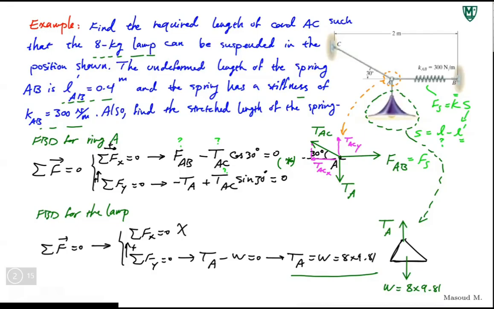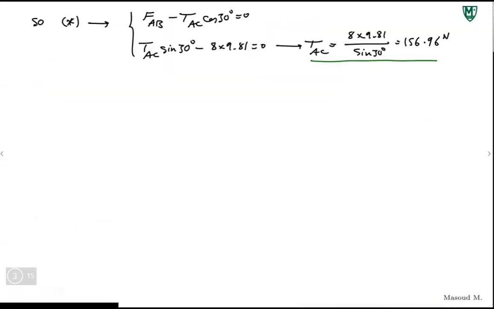Now, since we have everything already there, with this equation I can also find the spring force. FAB is basically the spring force. Once you know TAC, you can plug TAC back into the top equation. FAC or FAB is equal to TAC cosine 30 degrees. If you do that, you will get 135.93 newtons. Now, this is your spring force.